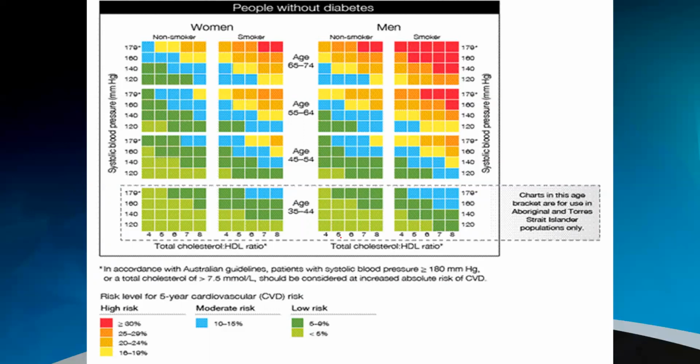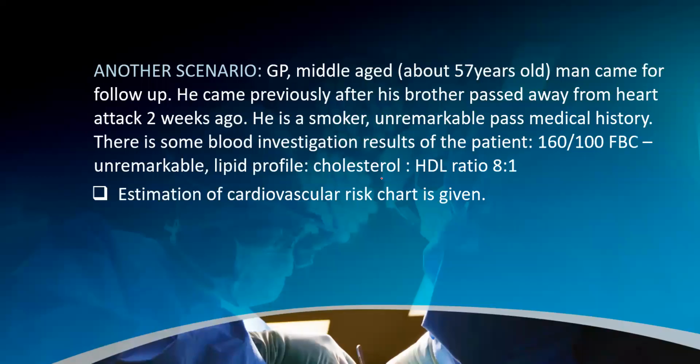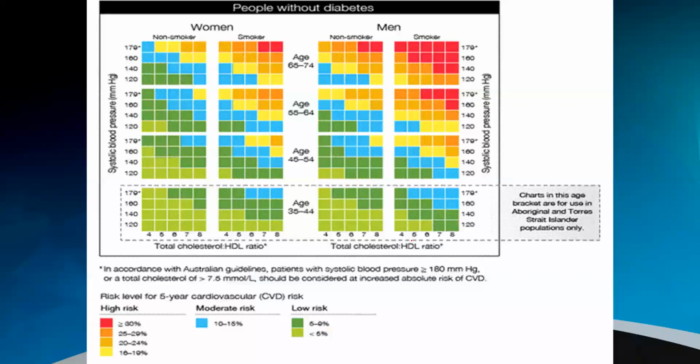You should know how to get the result from this, because they will give a scenario like this, and they will give you a blood pressure. You need to know the systolic blood pressure mainly. You need to know the cholesterol HDL ratio, which is 8. You need to know the age and sex of the patient. And also you need to know if he is a smoker or not, and if he is a diabetic or not. So those are the important information to have an estimation of the cardiovascular risk.